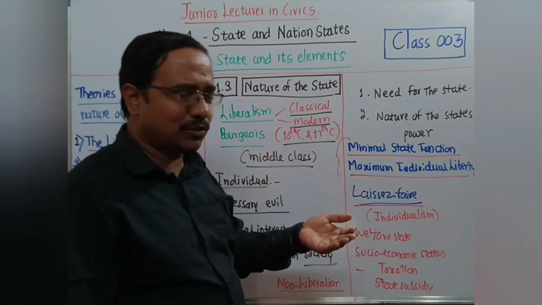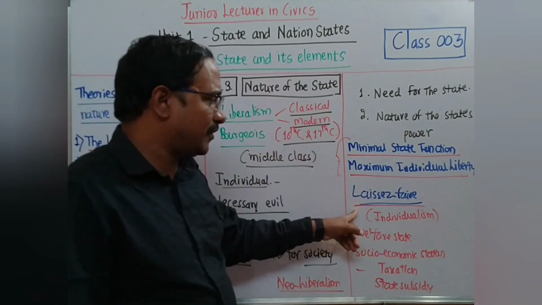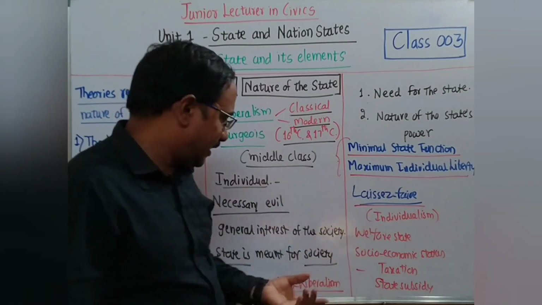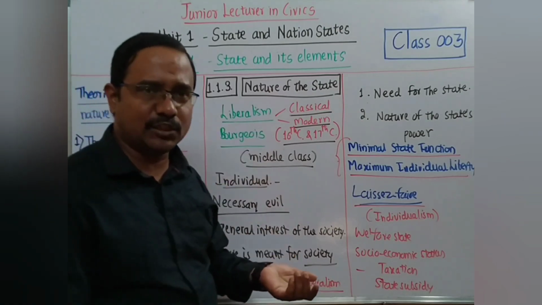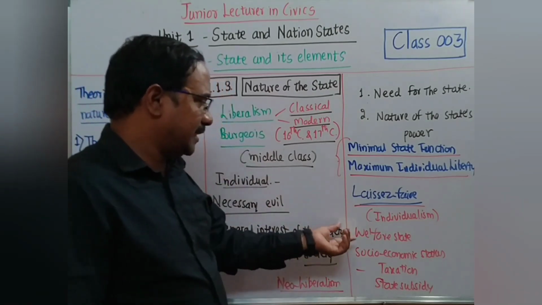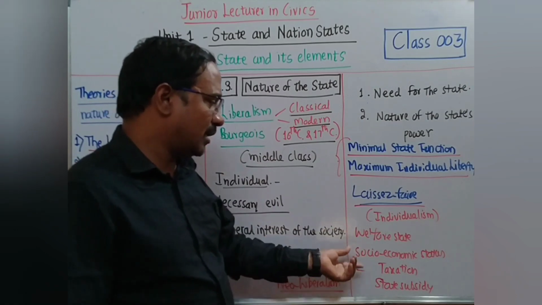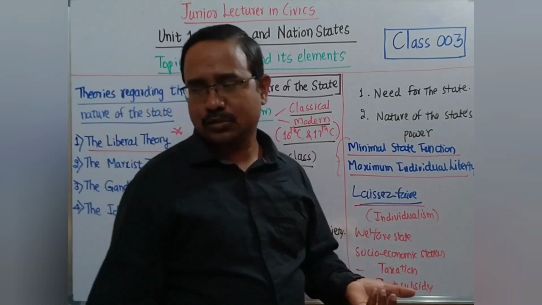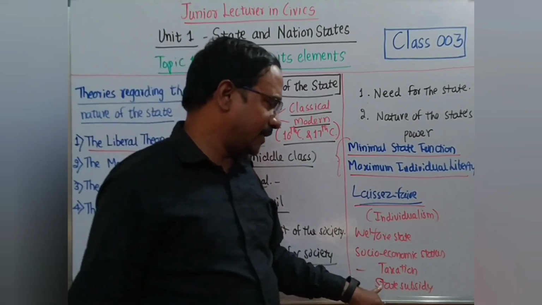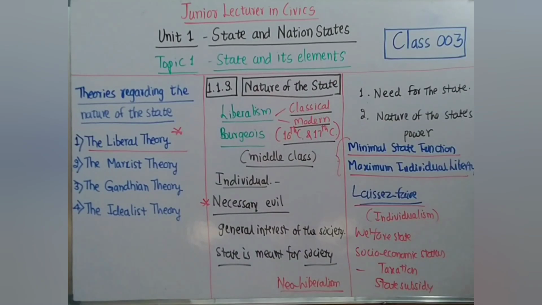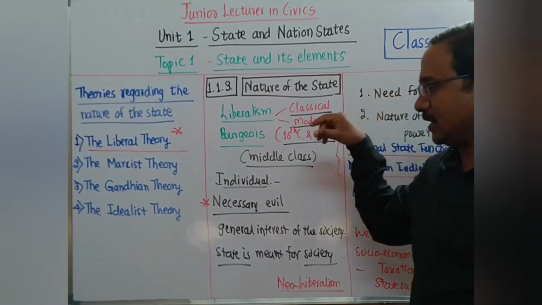It is converted into modern liberalism, that is laissez-faire and individualism, and in the latest 20th century, this liberalism theory has transformed into neoliberalism, that is welfare state, socio-economic status, and improving the socio-economic status of the poor people by taxation and state subsidy. So you have to remember these points regarding the liberal theory. For the examination point of view, you have to remember all the points that have been discussed on this topic.